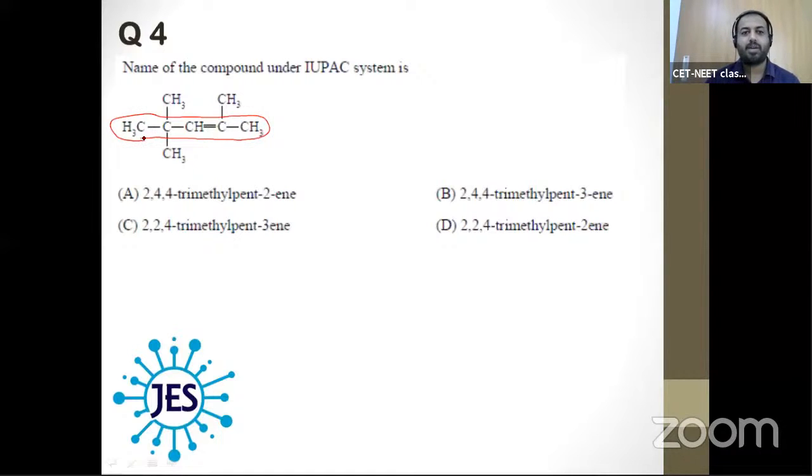Pent. There are 5 carbon atoms. 1 2 3 4 5. Pent. See in which option there is pent? All the 4 options have the root word pent. Okay, now the next job is to number the chain.